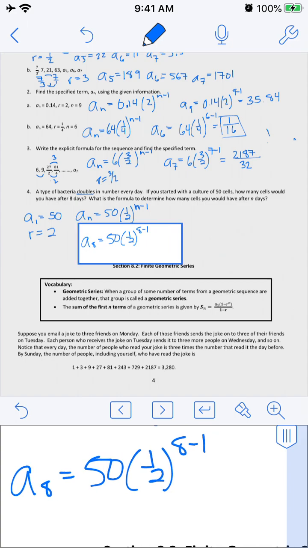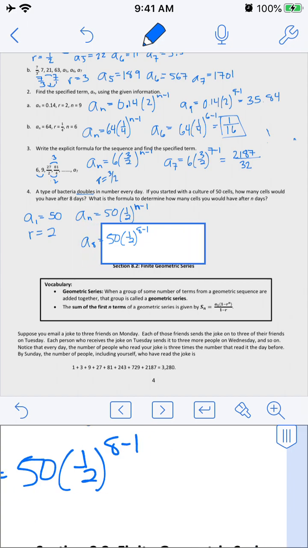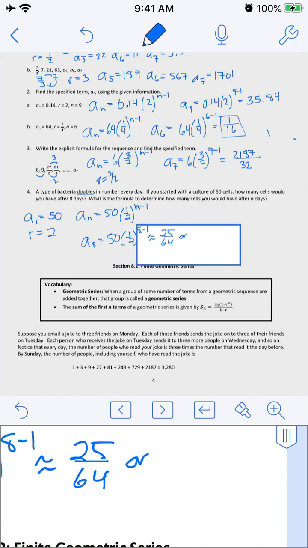I don't want to do 1/2 to the 8th. I'm going to do 1/2 to the 7th. 50 times 0.5 to the 7th. We get about 0. Well, let's do it as a fraction. Okay, 25 over 64, or 0.4.